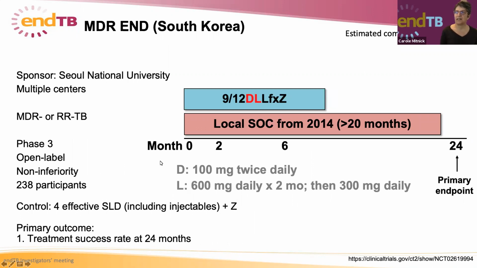The Mdr End Study is another open label phase 3 trial, which you actually heard about last time we gave this talk. We don't really have any updates on this, despite the record saying that estimated completion was in June of 2021. But you can see this is the experimental regimen, this 9 to 12 month delamanid and linezolid containing regimen that's compared to the local 20-month standard of care.